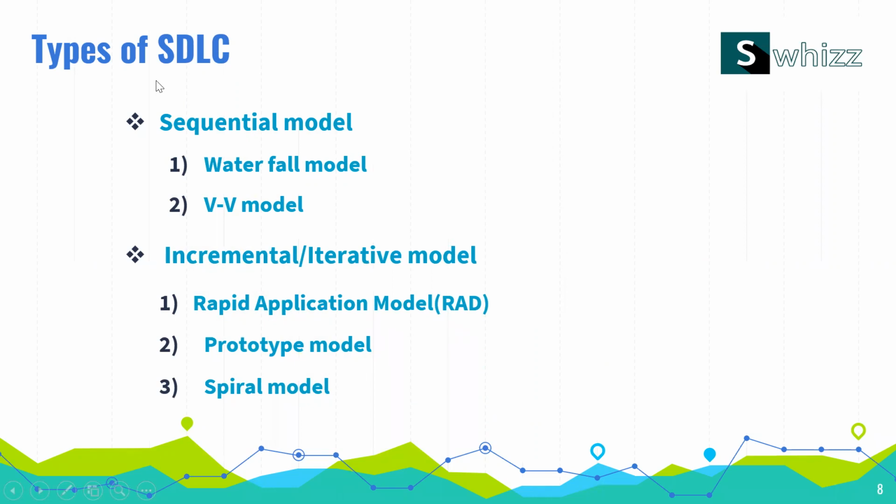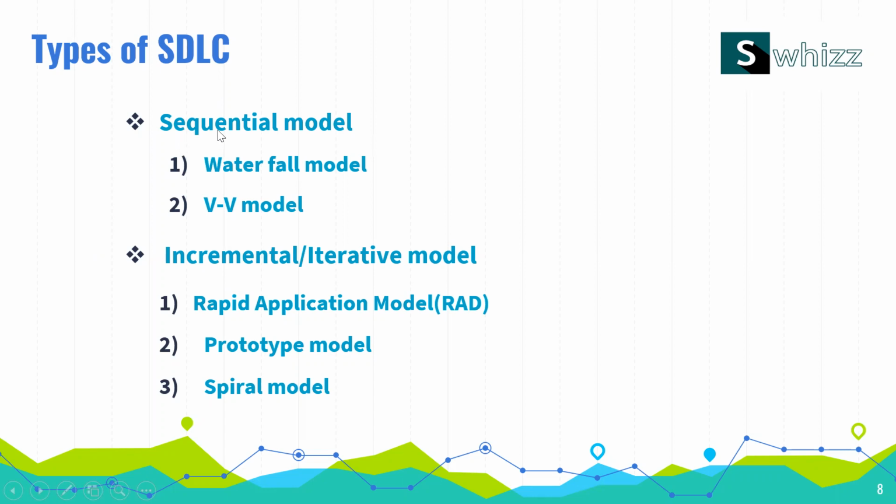The very first types of SDLC are two types: the sequential model and the incremental or iterative model of SDLC. On the basis of this model only, the budget and the timeline will depend, how many testers we need, how much software we need, what type of environment we need to use. Everything will depend on the SDLC. So first, let's discuss the sequential model.